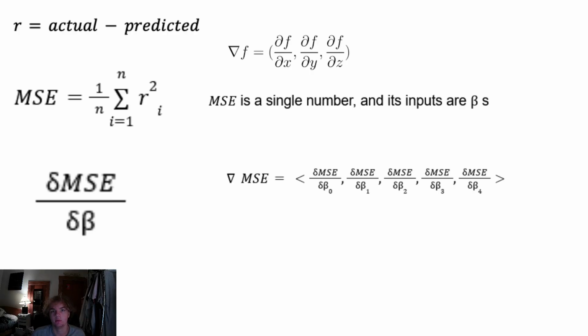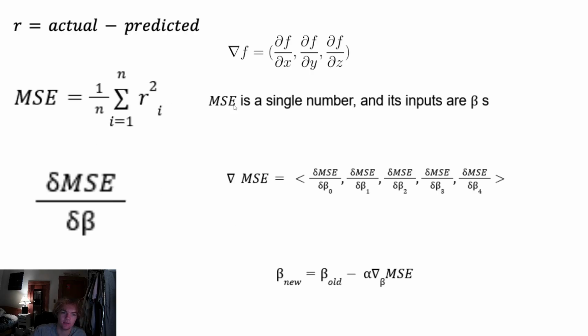So that tells us the direction, but we also want to know how big our step is going to be. So we introduce a new variable called alpha, and this is the quote-unquote learning rate. So it's like how fast are we going, how fast are we learning, how fast are our betas changing. So a higher alpha means a higher learning rate means a bigger jump.